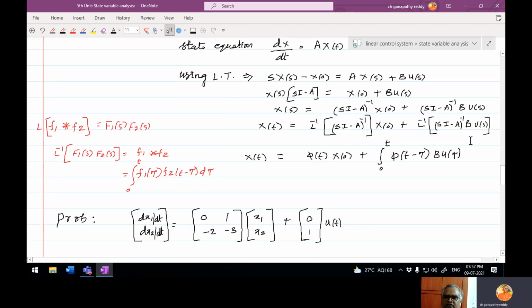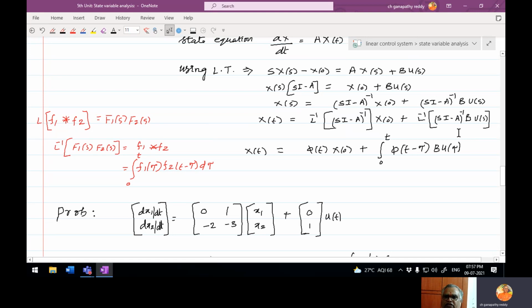What is L inverse of this? If you see, B is a constant matrix. But this is phi(s). L inverse of this is phi(t). Only this is phi(s), B into U(s). So L inverse of two functions.